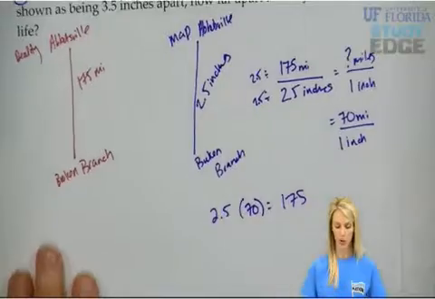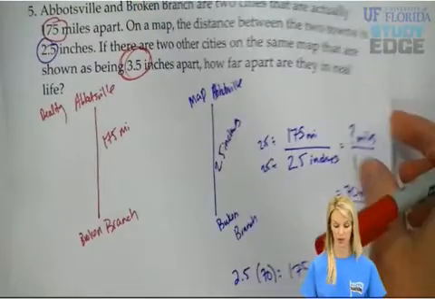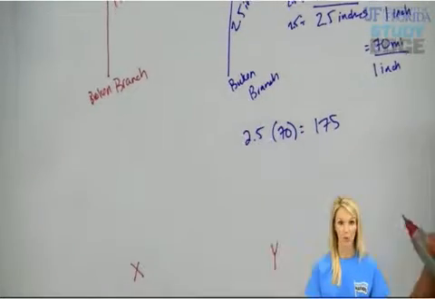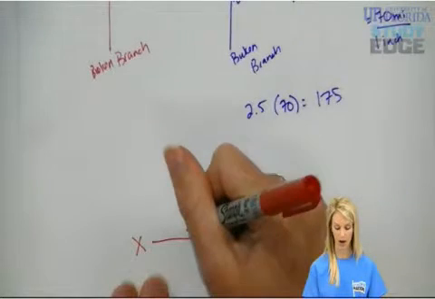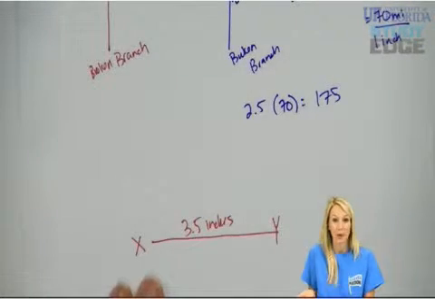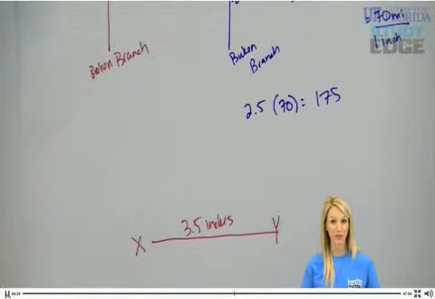Now, if we're told in our problem that we have two other cities that are 3.5 inches apart, so we have city X and city Y. If city X and city Y are 3.5 inches apart, how many miles apart are they? Well, for each inch apart on the map, that's the equivalent.